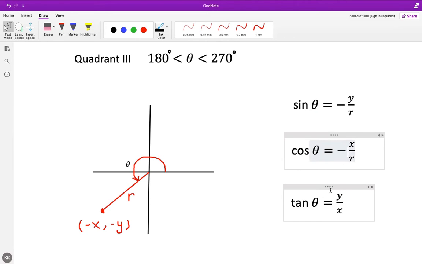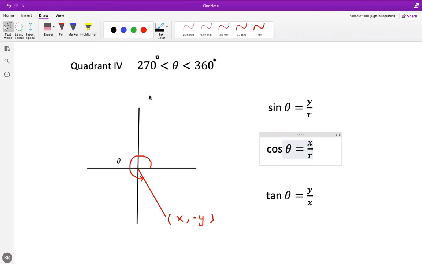So what about tangent theta? Tangent theta in quadrant 3 is negative y divided by negative x. Negative y divided by negative x, in general, gives you a positive tangent ratio. So that's why tangent theta is positive when the angle is between 180 and 270 degrees. This sums up the trig ratios in quadrant 3.